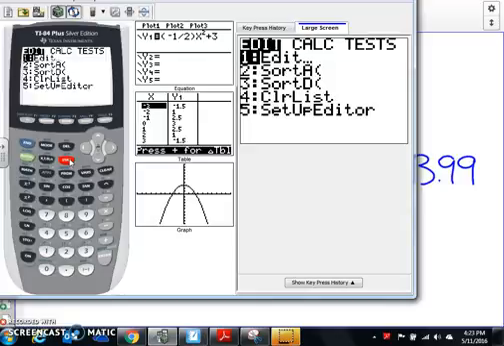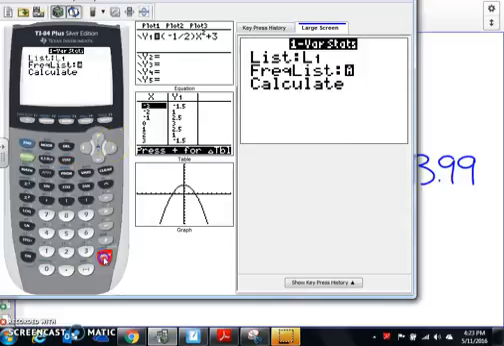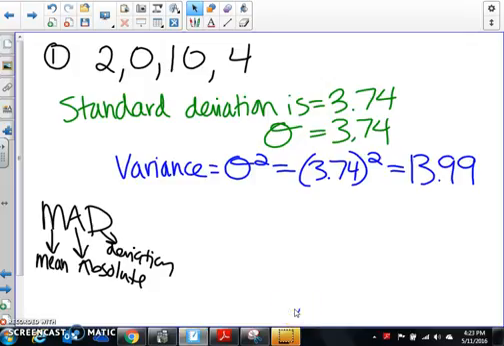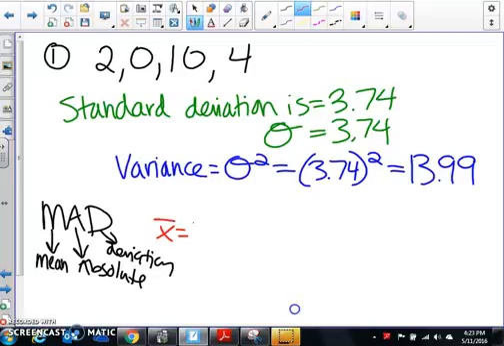So what you need to do is look at your calculator and find what the mean is. Now remember, the mean is the average, which on our formula sheet is the weird looking U, but in our calculator, it's the X bar right here. So that's the mean. So our mean is 4. I'm going to go ahead and just put our mean is 4.